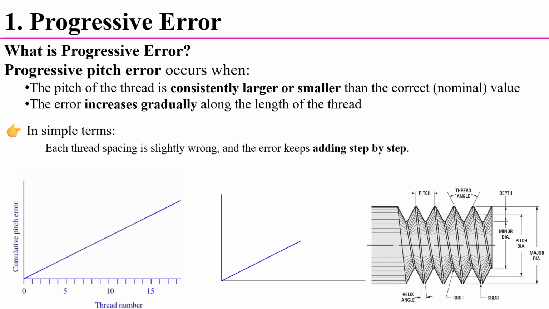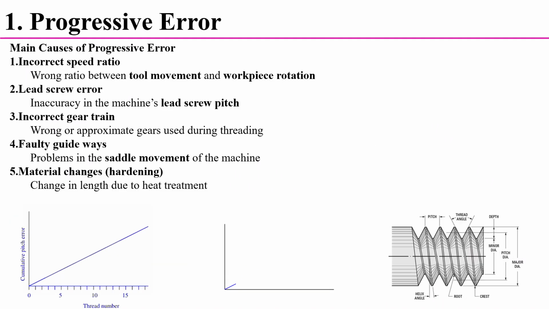In simple terms, progressive error means each thread spacing is slightly wrong and this error keeps on adding step by step. Let's see the main causes of progressive error. The first one is the incorrect speed ratio. If the ratio between the tool movement and workpiece rotation is wrong, then progressive error will occur.